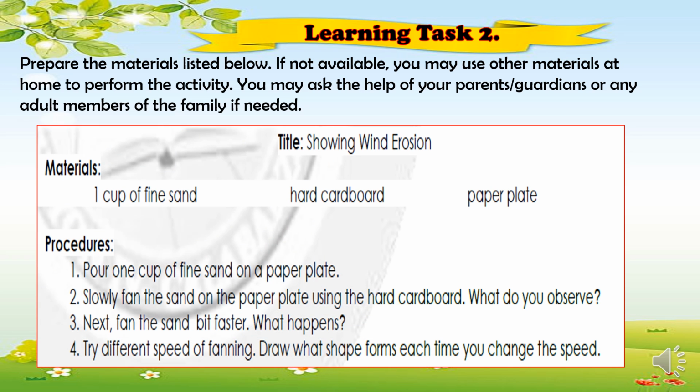The title of the activity is Showing Wind Erosion. The materials needed: 1 cup of fine sand, hard cardboard, paper plate. Procedures: number 1, pour 1 cup of fine sand on a paper plate.